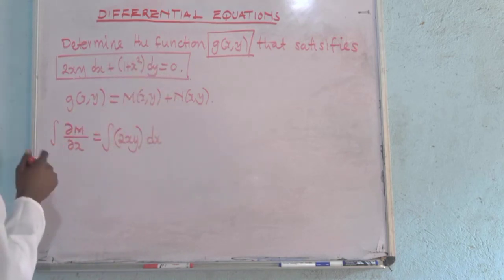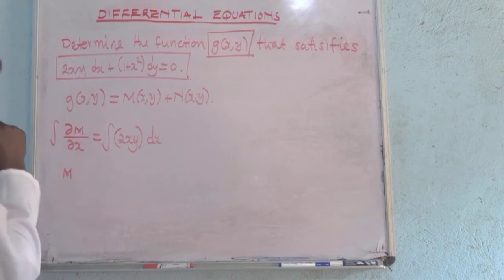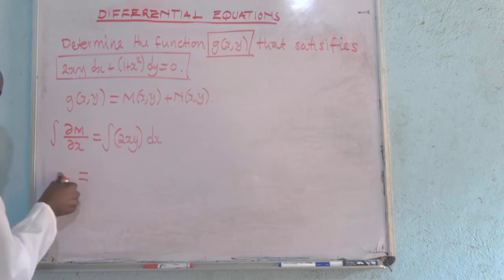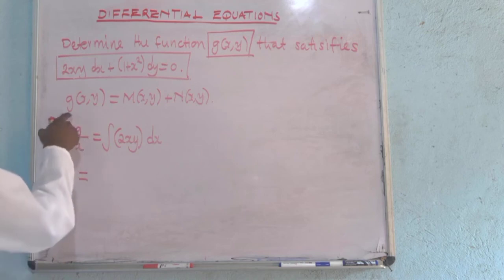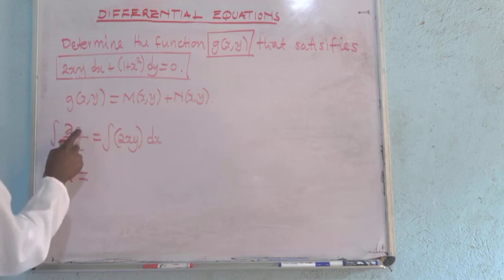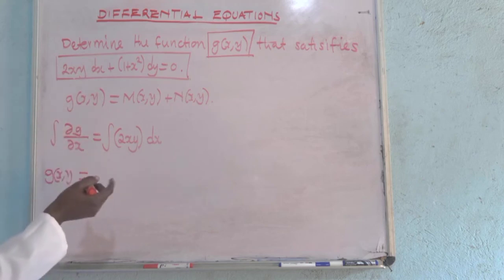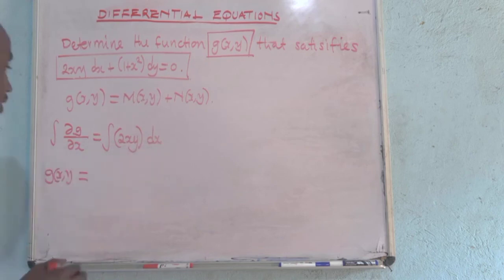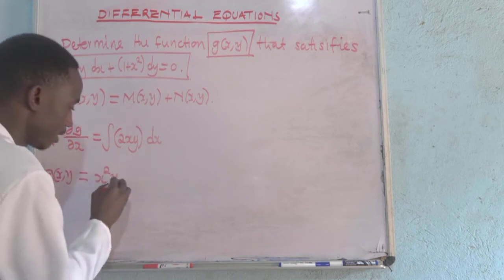So therefore what I have here leaves us with the M like that, which is going to be equal to, or in other words, instead of having an M here, let's have g, because the function is g. So we differentiated g to obtain this. So integrating, we're only going to have g of x, y being equal to, so this one integrated with respect to x, it is going to be x squared y, then plus.